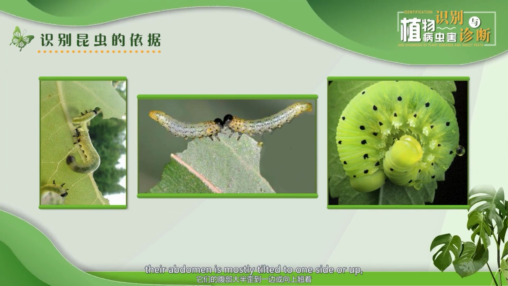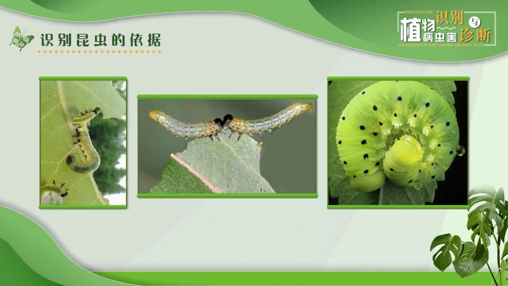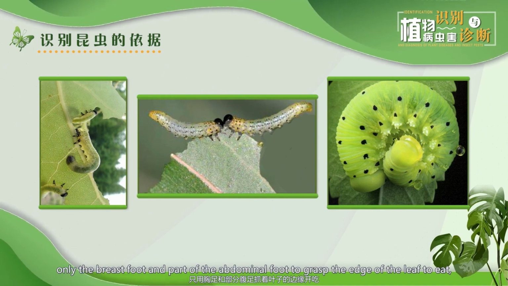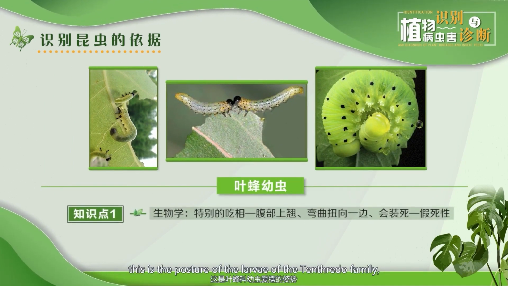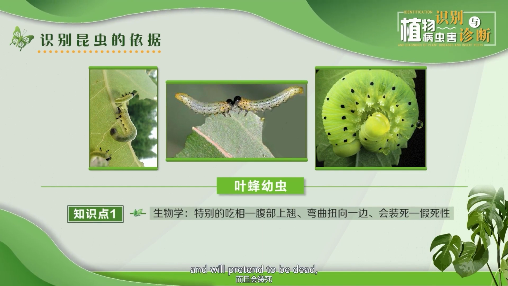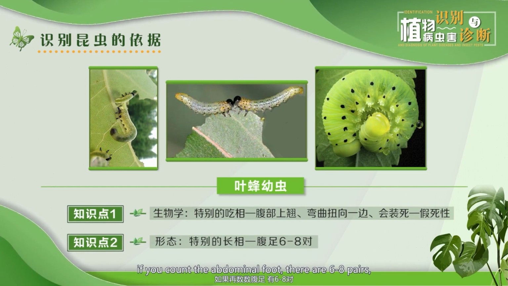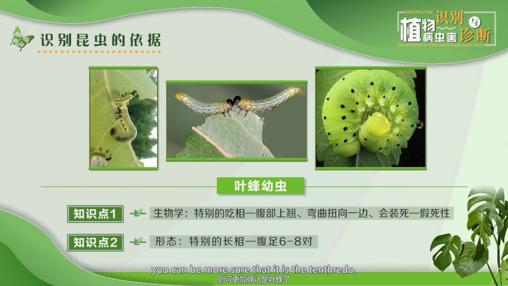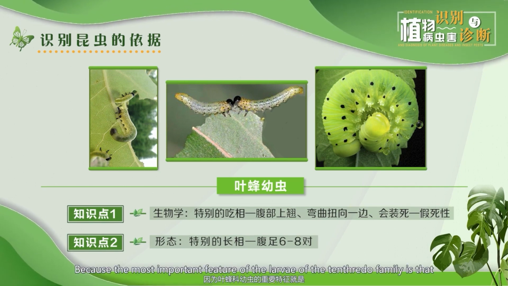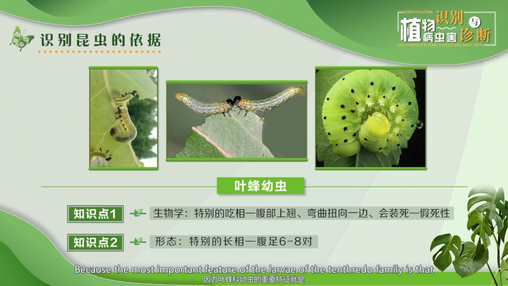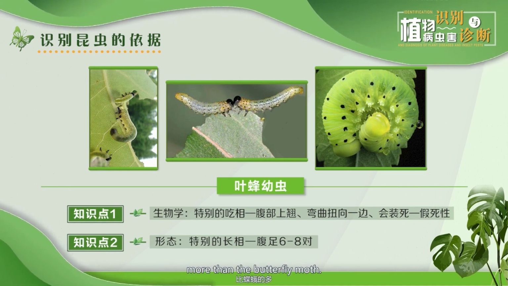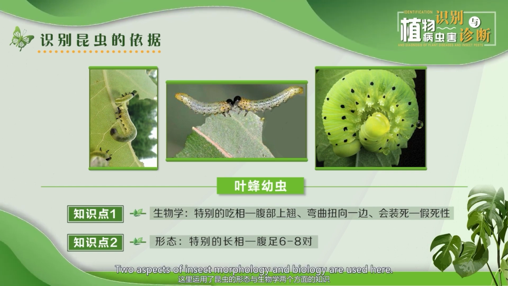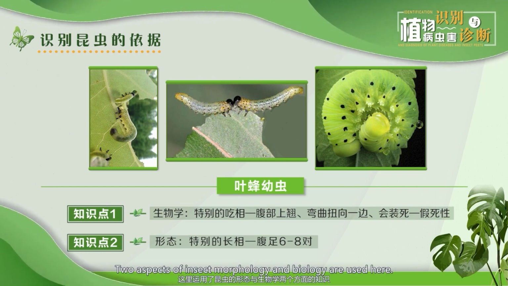Their abdomen is mostly tilted to one side or up, with only the thoracic legs and part of the prolegs grasping the edge of the leaf to eat. This is the posture of the larvae of the Tenthredinidae family, and they will pretend to be dead. If you count the prolegs, there are 6 to 8 pairs. You can be more sure that it is a Tenthredinidae, because the most important feature of the larvae of this family is that they have more than 5 pairs of prolegs, more than the butterfly and moth. 2 aspects of insect morphology and biology are used here.